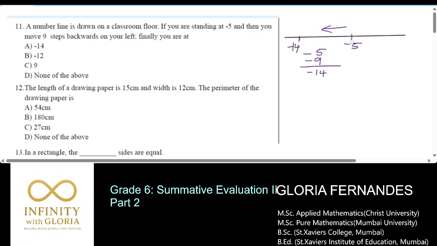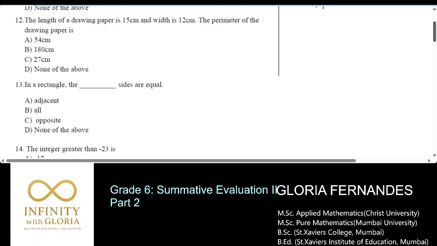Got it? Okay, so if you are moving to the right, you will be moving towards the plus. If you are moving to the left, you will be moving backwards to the left. So you are moving actually -9 steps backwards. So your answer is -14.